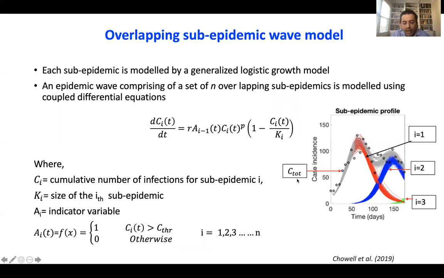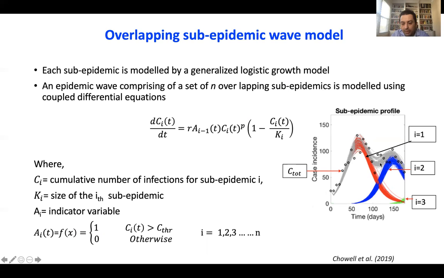And importantly, these subepidemics are not synchronous, but they are inherently asynchronous. So they are being triggered at later consecutive times. As you can see here, the parameter C_thr corresponds to the threshold, the cumulative number of cases that the current subepidemic needs to reach before the next subepidemic is triggered. Okay. And so this is the definition of this framework.